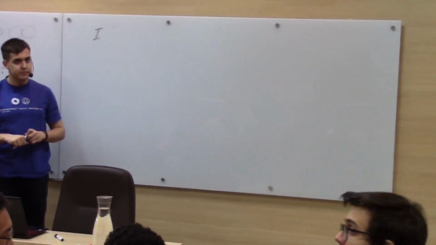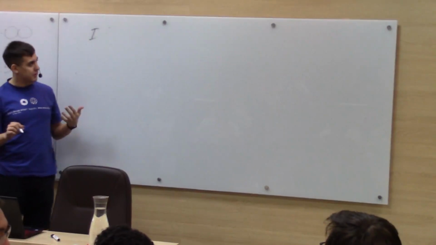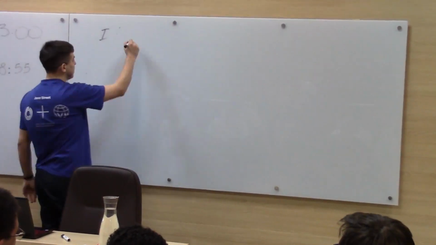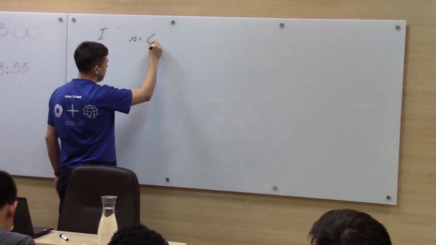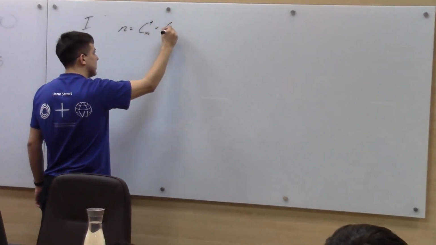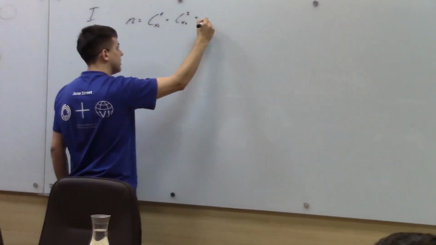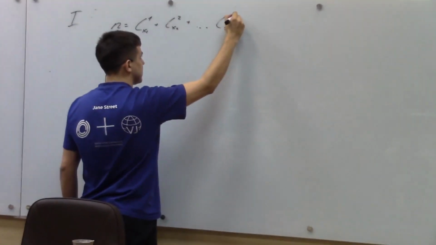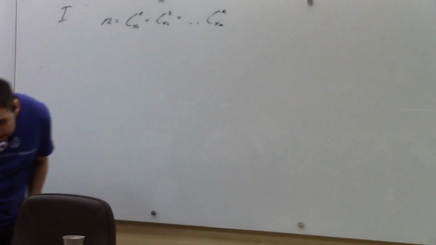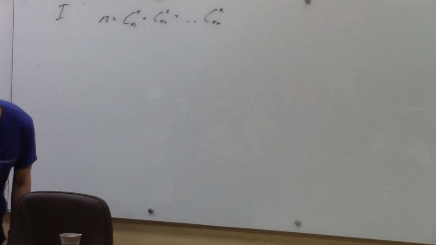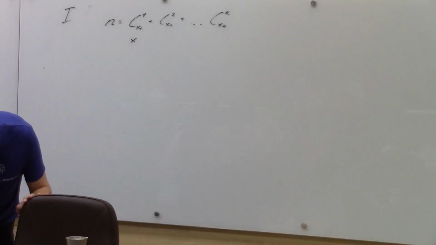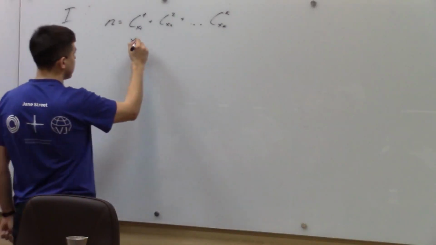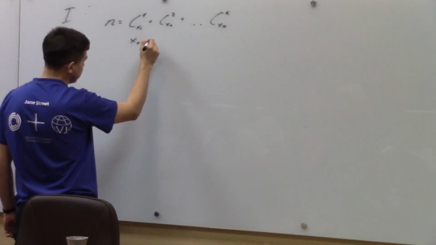Problem I was an easier one. It was a problem on combinatorics, and we were asked to represent n as a sum of binomial coefficients, c(x1, 1) plus c(x2, 2), and so on, up to c(xk, k), where those x's are increasing.